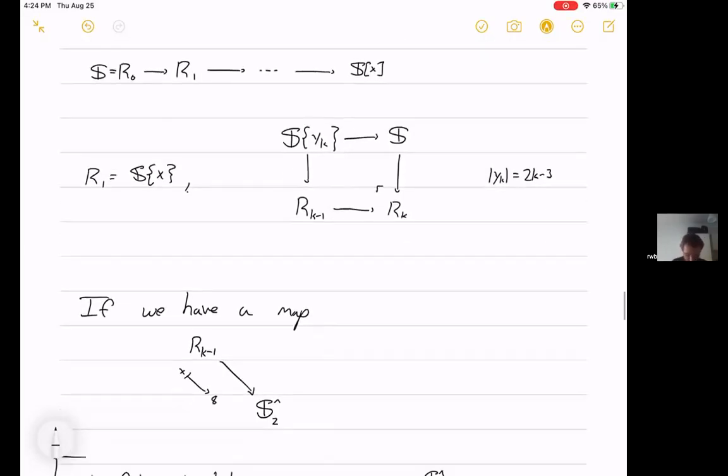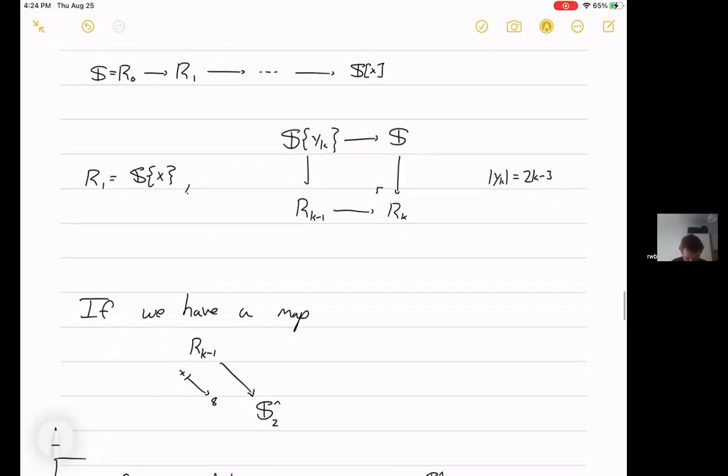With that tower in hand, suppose we had a map from Rk minus 1 to the 2-complete sphere that sends X to 8, and we want to extend it to Rk. We want to make that extension. The obstruction is the image of that class Yk. Picking a null homotopy of Yk gives us such an extension. We'll call the obstruction theta k.